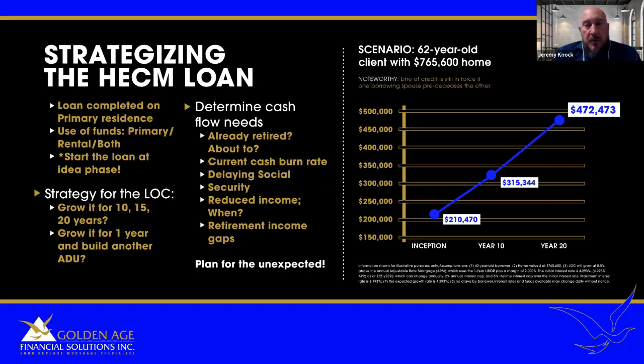So you look at the cash burn rate and you do a comparative analysis based on making a mortgage payment versus not making a mortgage payment. And where is that delta where it makes sense to actually retire early or retire now? The other thing is delaying Social Security or not.